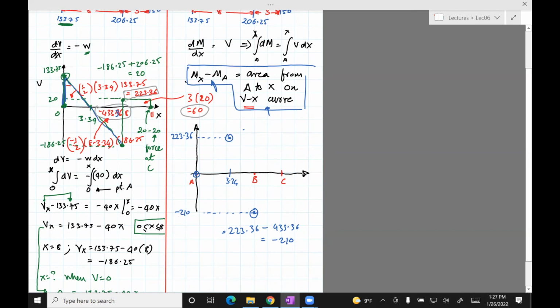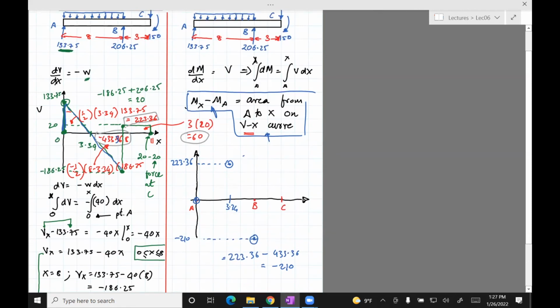So if it's a straight line, then the integral, so V is a straight line. V is a function of X, right? From A to B. If V is a function of X, then when you integrate V dx, the result will be M of X, which will be a quadratic. So from A to B, there is some underlying quadratic equation.